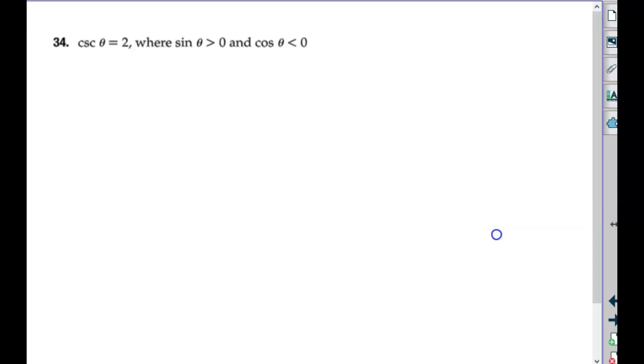You do not, but you do have to state what quadrant it's in. Okay? So this one says cosecant is 2, which is positive. Sine is greater than 0, which is positive. And cosine is less than 0, which is negative. So what quadrant is that in?